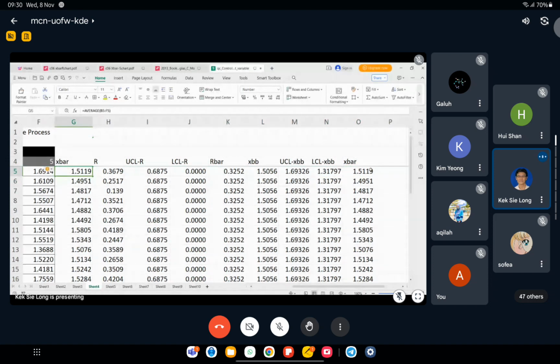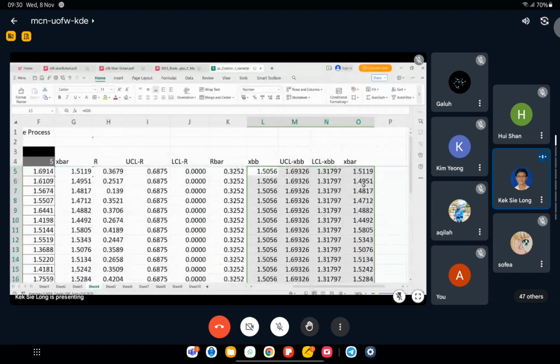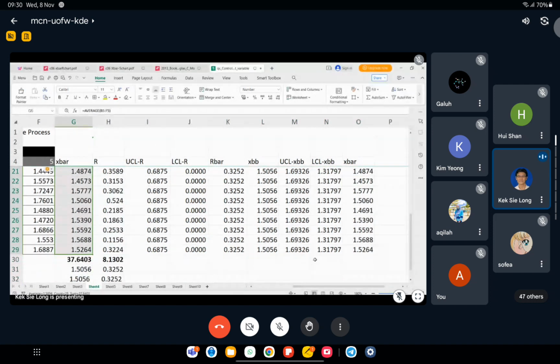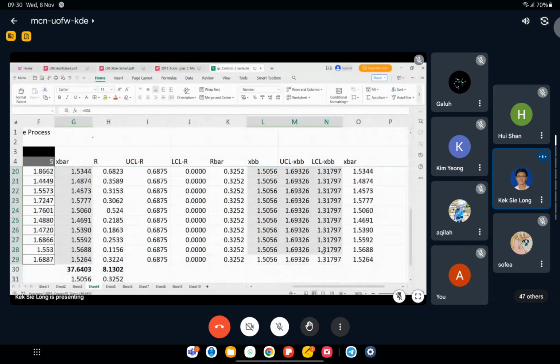So I just put X bar together with LCL and UCL. Why? Because when I want to plot the control chart, I can simply highlight them like this. If I don't want to put them together, I can highlight X bar, and then with control, highlight the other three, X bar, UCL, LCL. That also works, no problem.